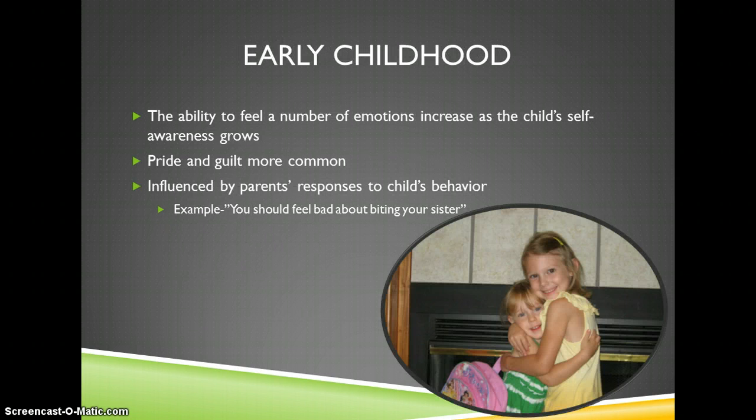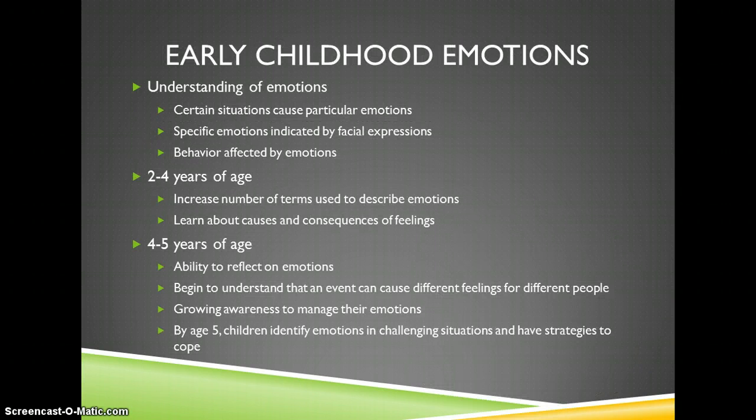In early childhood, the ability to feel a range of emotions increases as the child's self-awareness grows. Children at this age are influenced by their parents' responses to their behavior. An example would be a child feeling guilty after his or her parent stated, "You should feel bad about biting your sister." At this stage, children also start understanding emotions better. They know that certain situations cause certain emotions and that specific emotions are indicated by facial expressions. The vocabulary used to describe emotions increases between the ages of 2 and 4. They start learning about the causes and consequences of feelings.